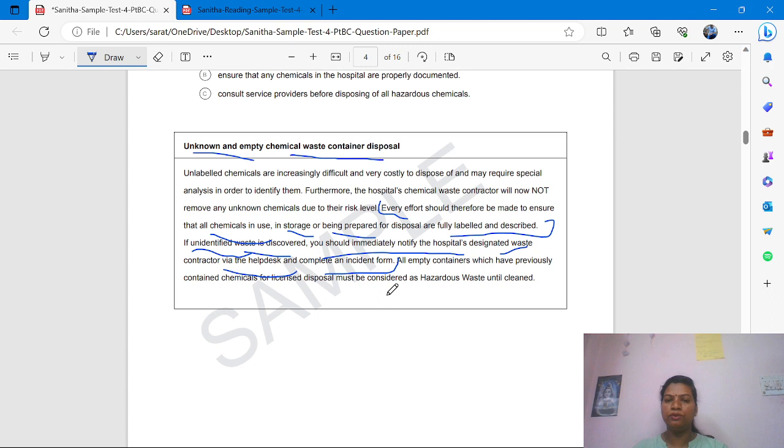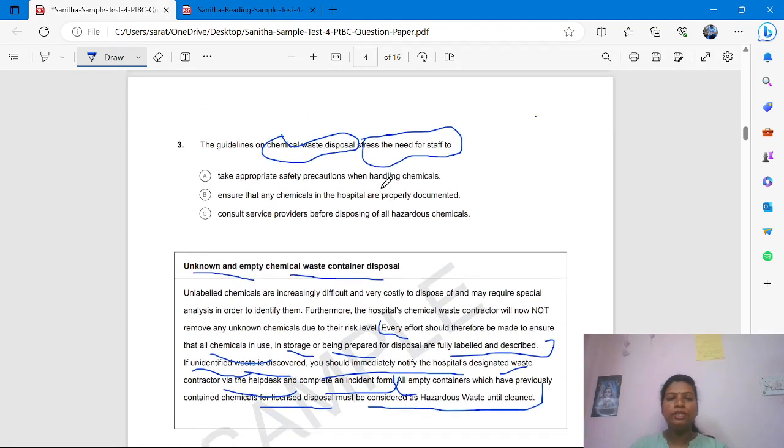I hope everyone knows about the incident forms. Additionally, all empty containers which have previously contained chemicals for licensed disposal must be considered as hazardous waste until cleaned. If there is any empty chemical container, you have to consider it a hazardous material. There is a risk.